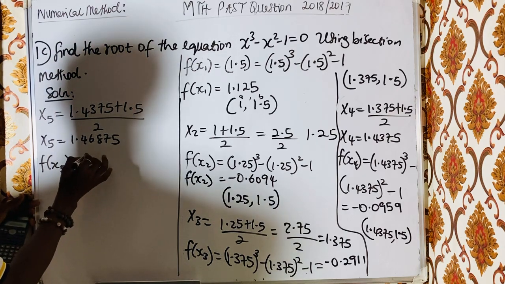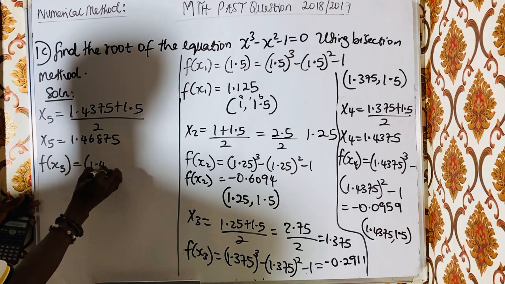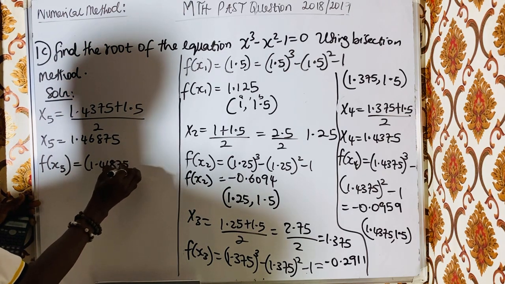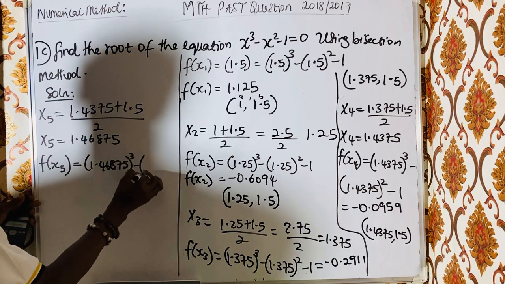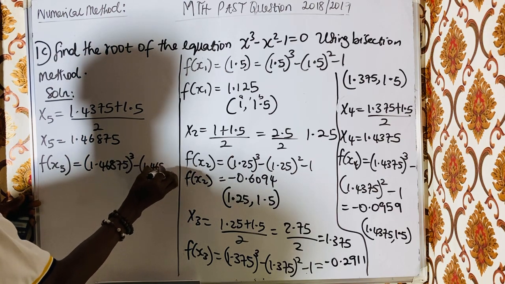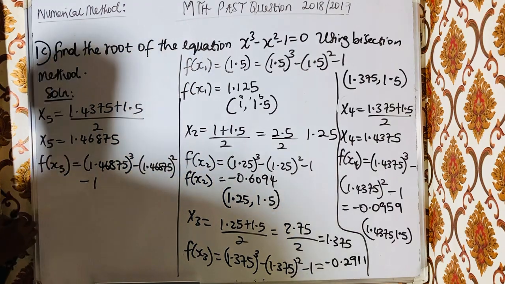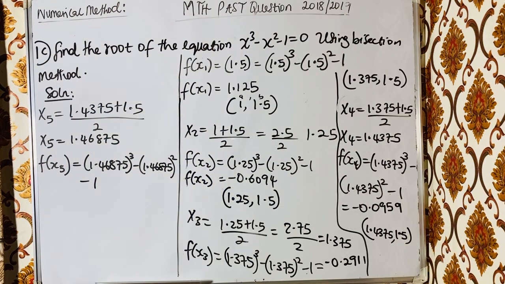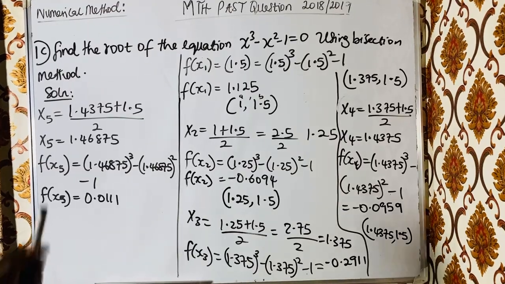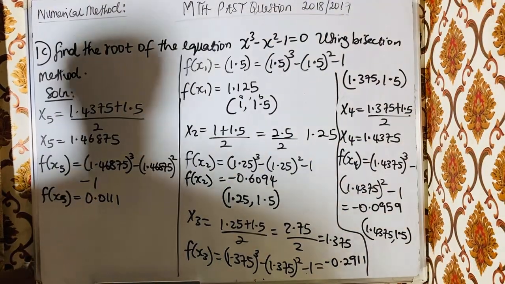Put it there. So we have 1.46875 cubed minus 1.46875 squared, then minus 1. If you do it well, you are going to get this value. So this is what you are going to get if you do it well.